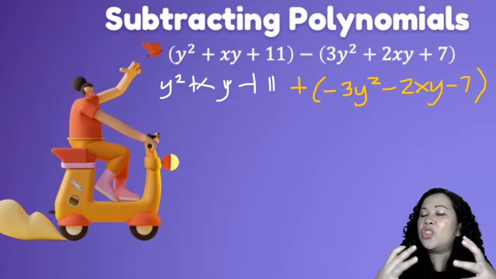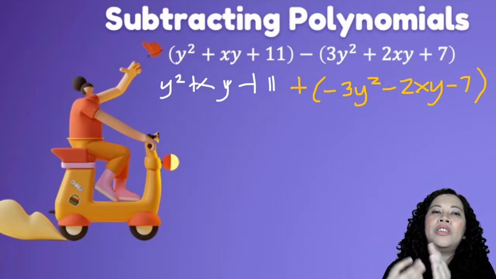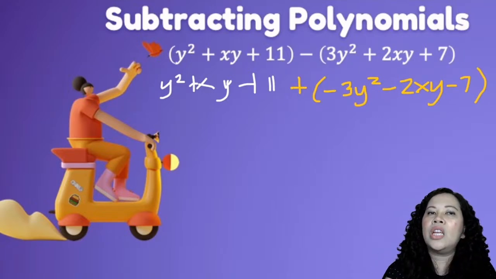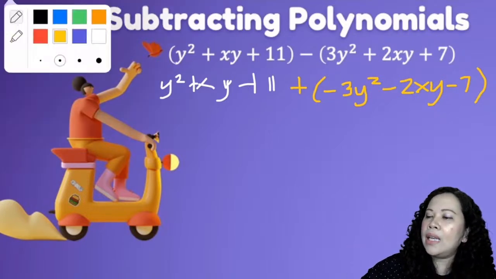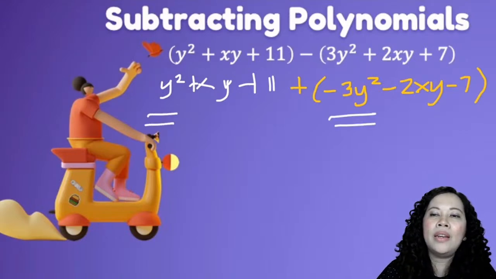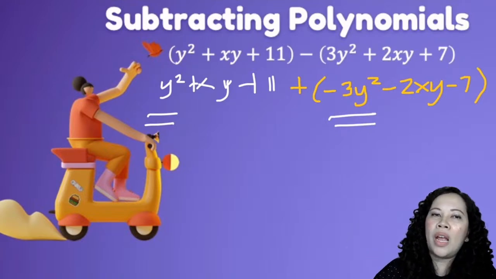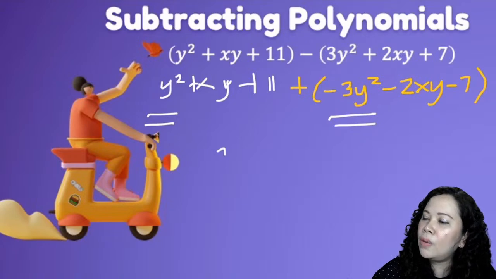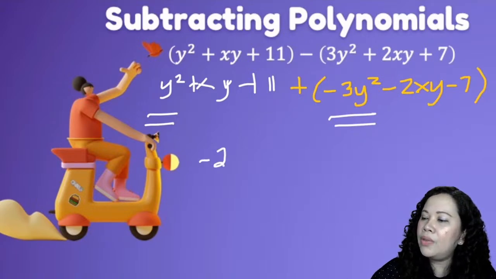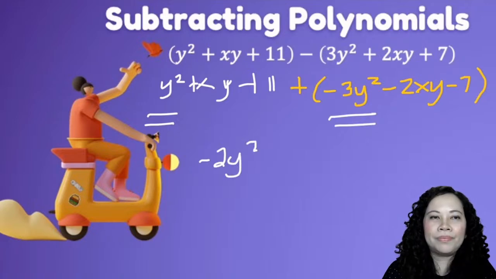Okay, so we change the sign right after the subtraction. So proceed to addition and change all the signs right after subtraction. Then we collect the same terms or like terms, y squared and negative 3y squared. Two different signs being added, therefore we subtract. 3 minus 1 is 2. And since 3 is higher, so we copy negative 2y squared.